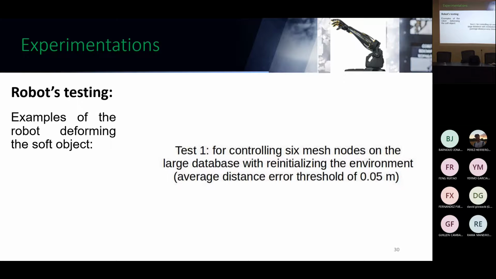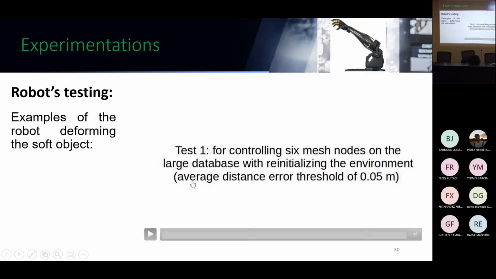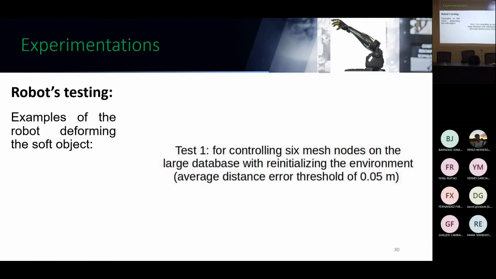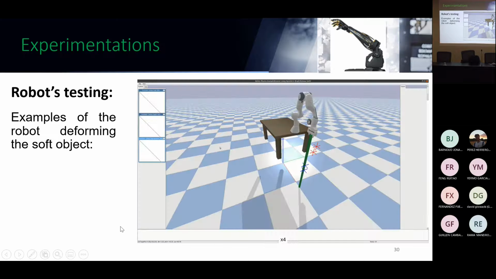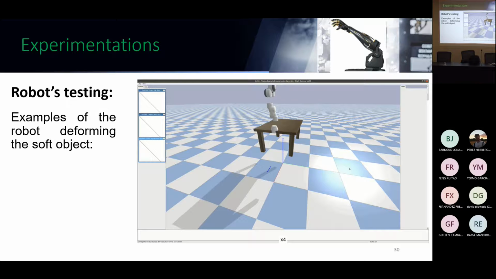So here I'm going to show you some examples. In the beginning, I just controlled 6 mesh nodes on the large database and without reinitializing the environment, and I kept the precision as it is, at 5 centimeters. As you can see, the robot starts from this vertical position, which is the initial one, and tries to bend in order to make those points reach the desired ones. And then after it's done, it's going to go back to its initial position and start over again.